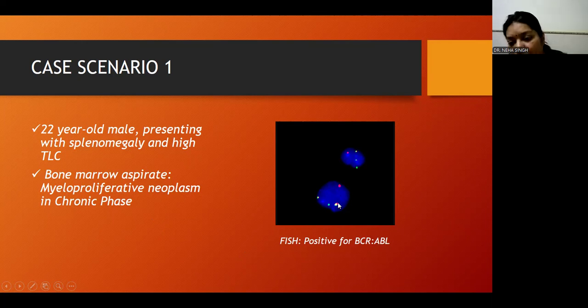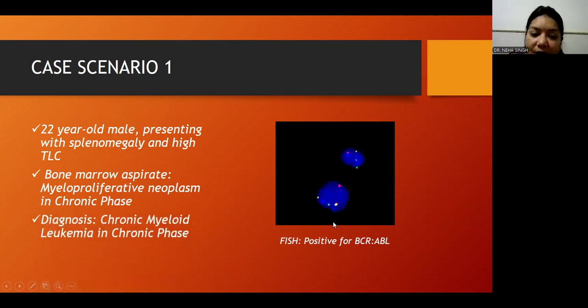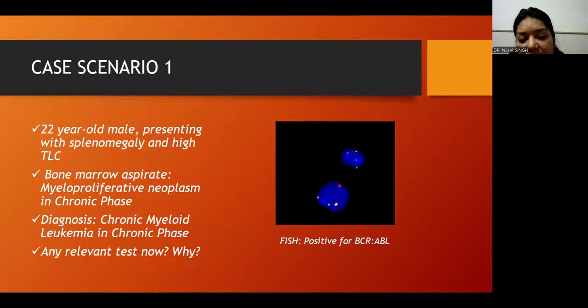It means there are two yellow signals in the dual fusion probe, indicative of positivity for BCR-ABL. So the diagnosis can be confirmed on the basis of the FISH that it is a CML in chronic phase. Now, the question is, is there any other relevant test which needs to be done now or will we stop here? And if yes, which test, why?